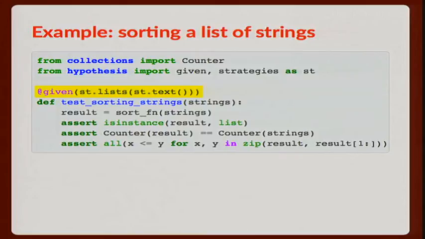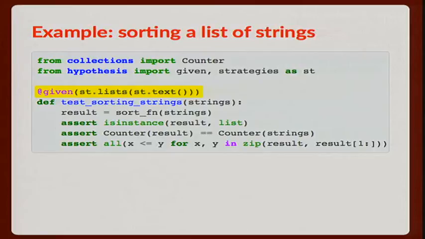What that given decorator is now going to do is take what's called a strategy. This is like a recipe for random data, and it's going to generate hundreds of examples according to that strategy. So in this case, it's going to generate hundreds of examples of lists of strings, and pass them into my test function and see if it can hit an error. And if it does, that's great. It's going to raise that as a failure. I'll show you what it looks like in a minute.